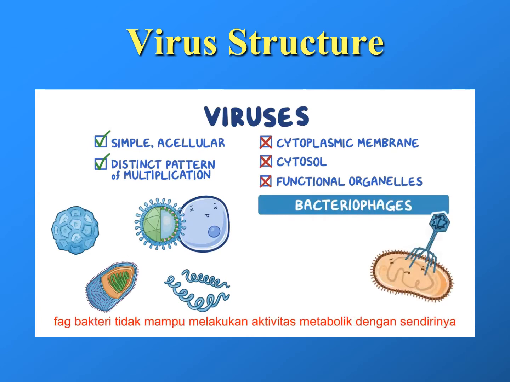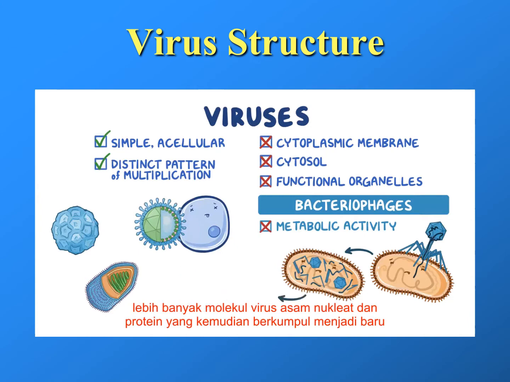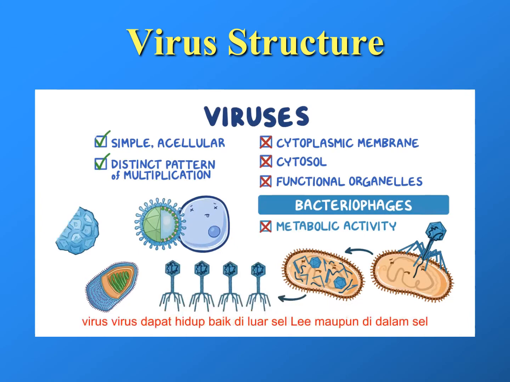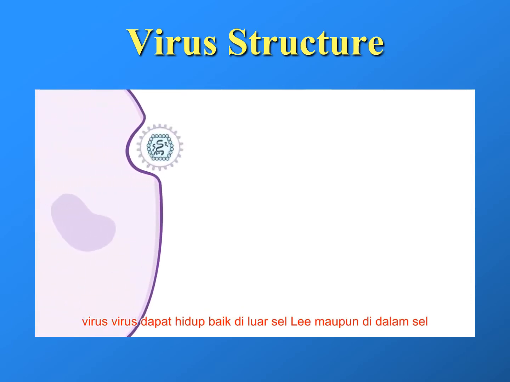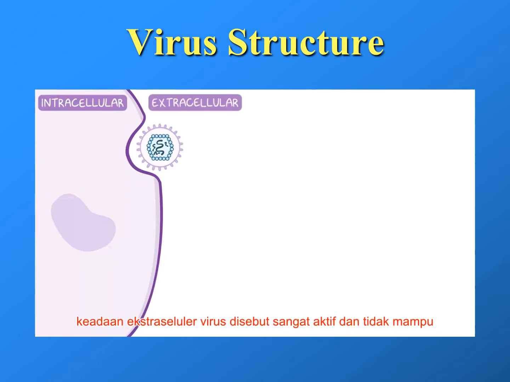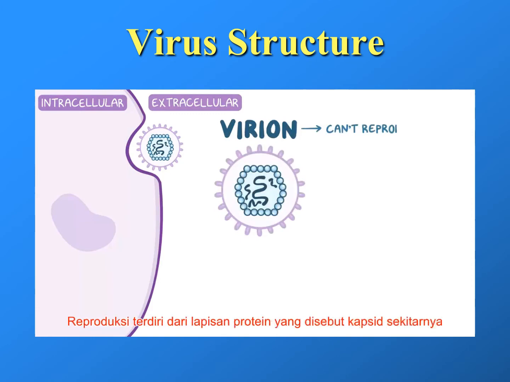Viruses and bacteriophages are not capable of metabolic activity on their own, so instead, they invade other cells and use their metabolic machinery to produce more viral molecules, nucleic acid, and proteins, which then assemble into new viruses. Viruses can exist either extracellularly or intracellularly. In the extracellular state, the virus is called a virion and isn't capable of reproducing.